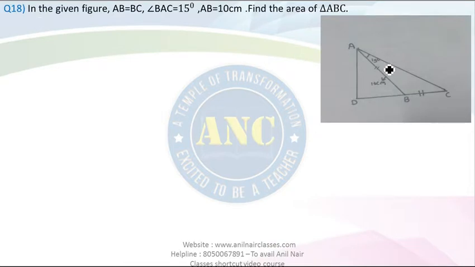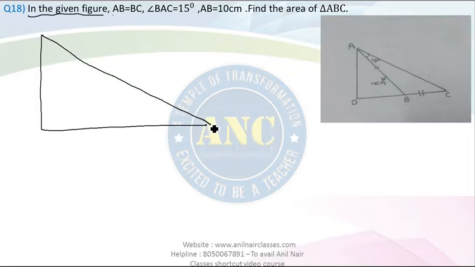Next question. Your question says, in the given figure, AB is equal to BC. Let me draw the diagram once again. This is the triangle which is given like this, and there is a line called AB here. In the given figure, AB is equal to BC. These two lines are equal. That is the first statement.